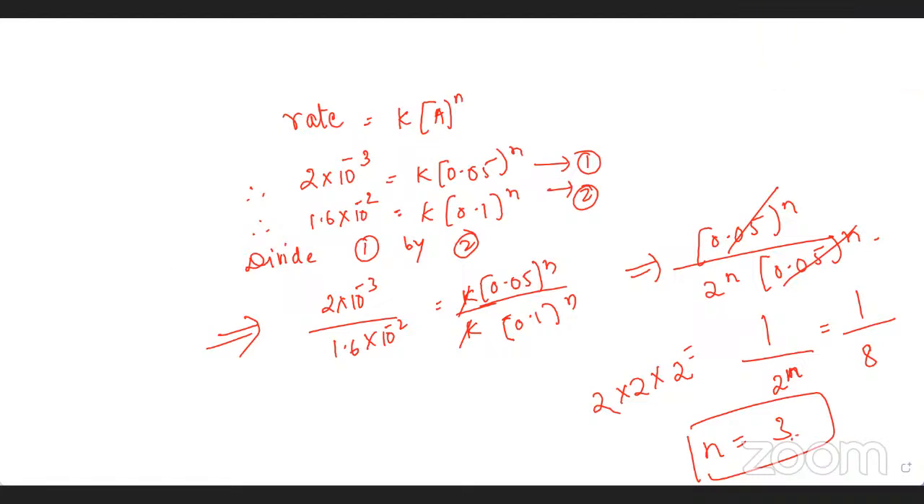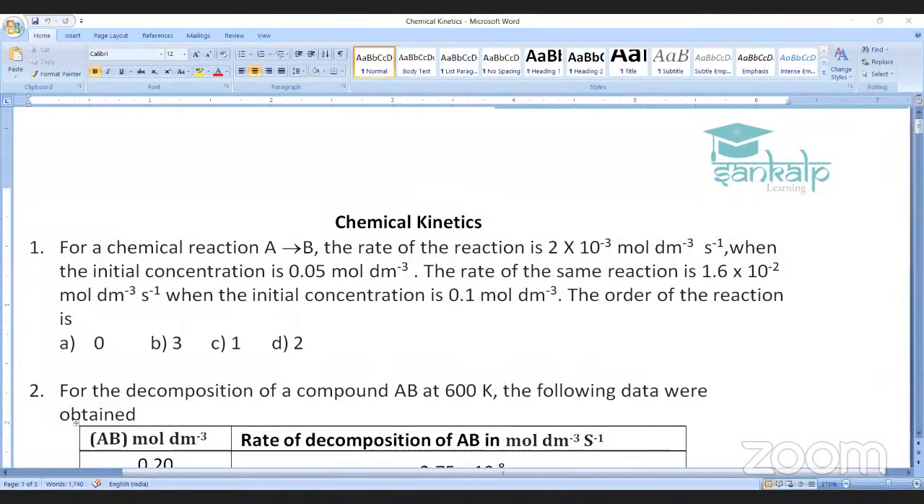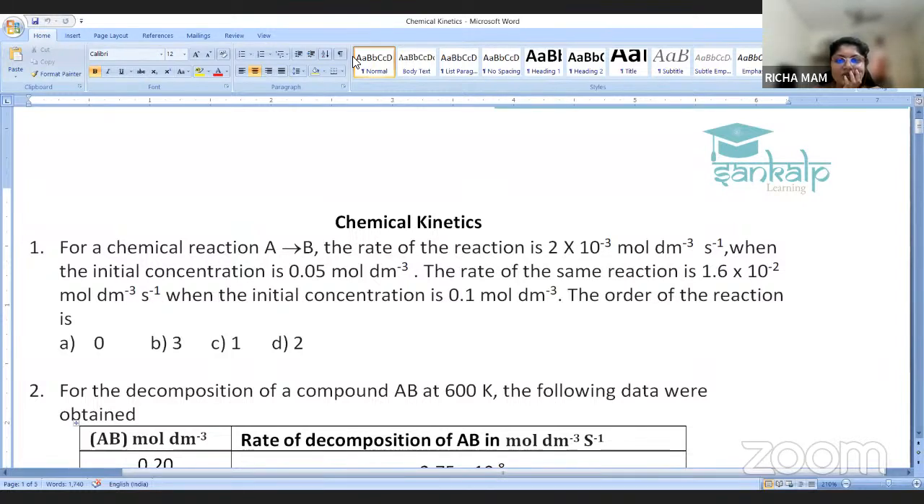So here you see, which is the option? It is option number B. So option number B is the answer. Like this, we are going to find out the order of the reaction. Okay, let us go for the next one.